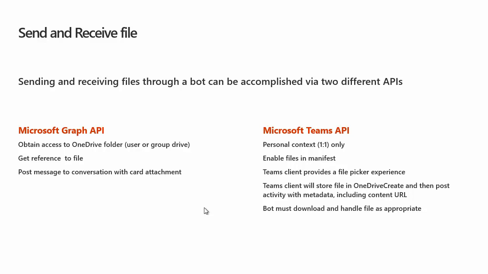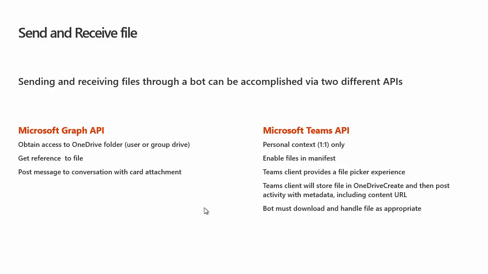Another approach, though, is to use the Microsoft Teams API. When in a personal context, which is a one-on-one conversation, you can enable the message compose area, which we'll see further in the next section here. But I can attach a file to a message. A user can attach a file to a message, and when that file is attached, it is sent to the bot. What that really means, however, is that the Microsoft Teams client will provide a file picker experience in picking off of a local computer or off of the OneDrive of the current user.